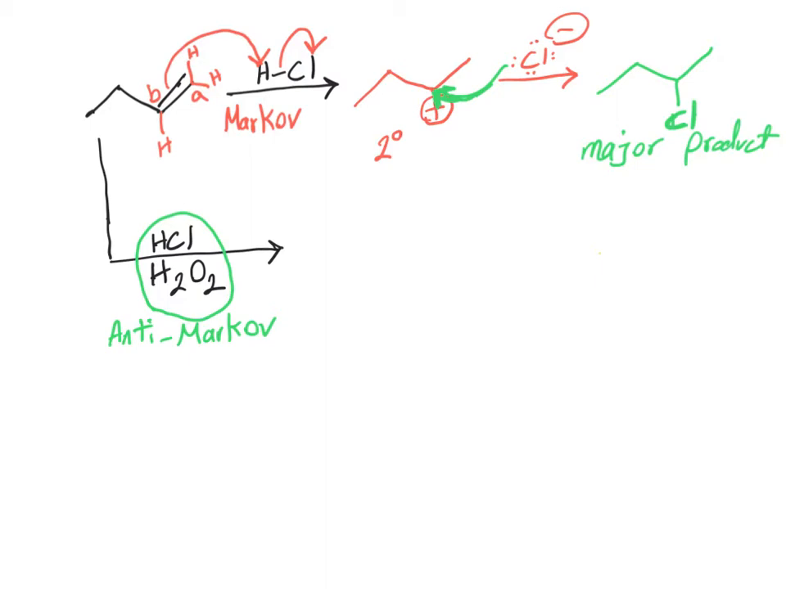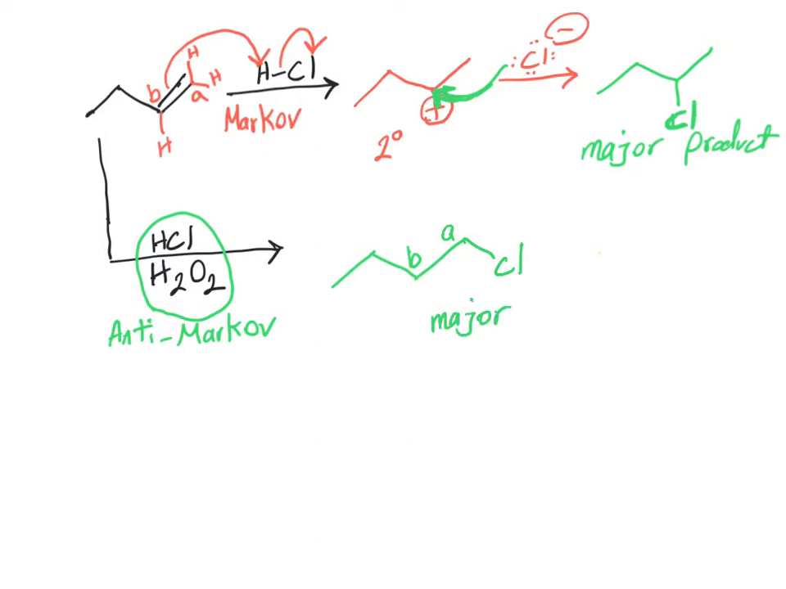And we don't have to worry about the rearrangement or anything. We just have to add hydrogen to the carbon with fewer hydrogens, carbon B, and the nucleophile to the carbon with more hydrogens, carbon A. And this is the major product of this reaction.